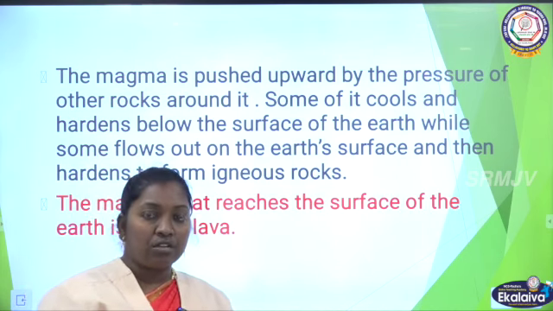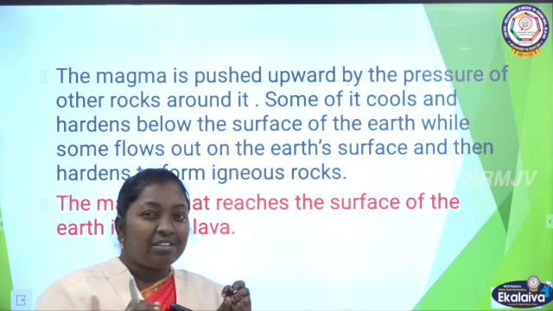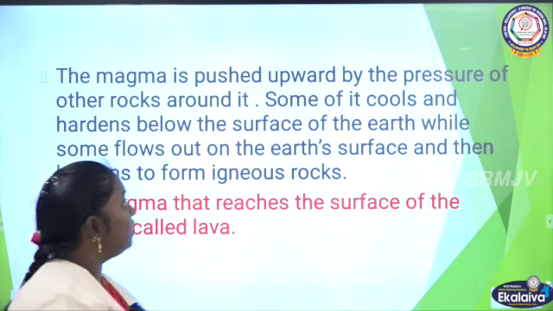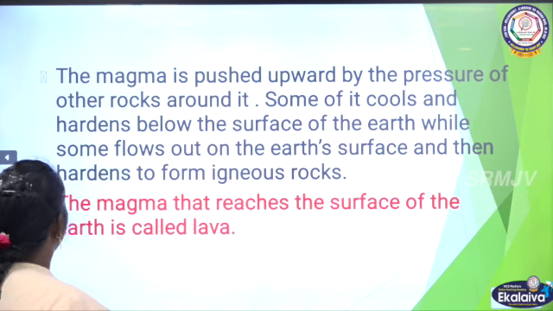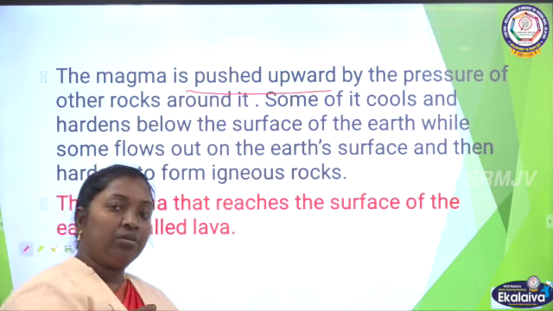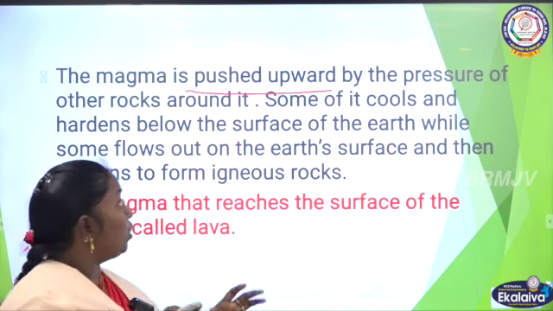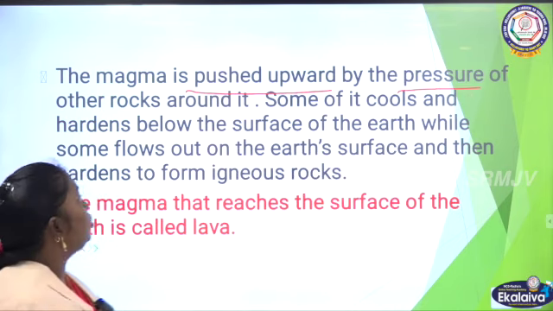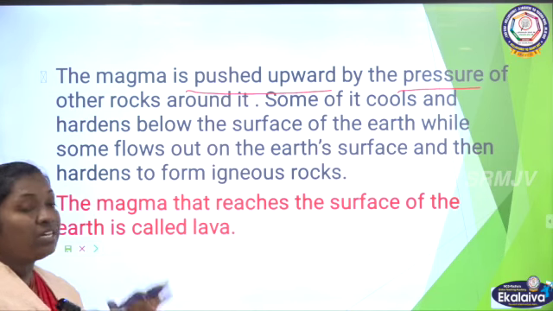When it is underground, it moves without any disturbance. If there is any disturbance or change, what will happen? It will come upward. The magma is pushed upward. So actually it flows under the ground, but if there is a change, it is pushed upward. Due to changes in the pressure, some of it cools and hardens below the earth's surface.